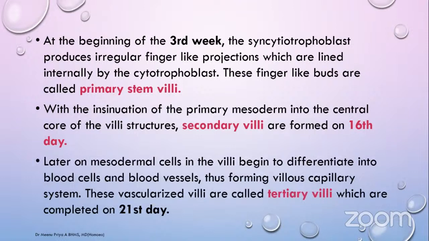So the beginning of the third week means the 12th day. And on the 16th day, secondary villi are formed. Later on, mesodermal cells in the villi begin to differentiate into blood cells and blood vessels, thus forming the villous capillary system. So chorionic villi, how are they formed? They are formed in three stages: primary stem villi, secondary villi, and the vascularized villi, which are responsible for blood circulation of the villous capillary system. These are called tertiary villi, which are completed on the 21st day.